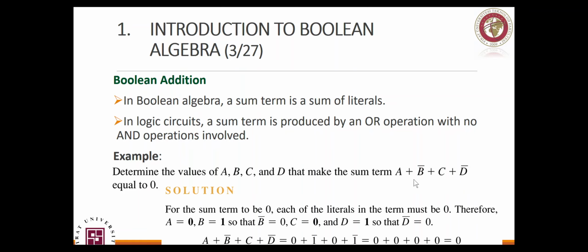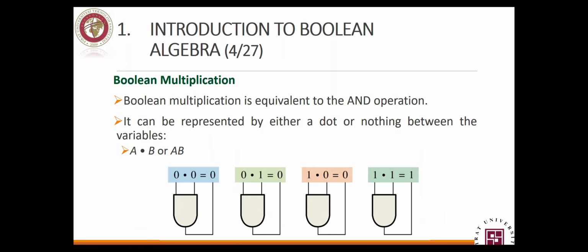are 0. Now, if we assign A 0, that will be fine for this part, but if we assign B a 0, that will take it to 1. So what we will do, we will assign B 1 and then C 0 and D 1. What will happen? 0 or 1 bar, which is 0, or 0 or 1 bar, which is 0. That will take you back to 0. This is a simple example, showing you the process of ORing.